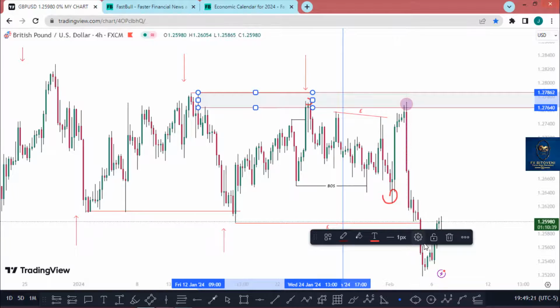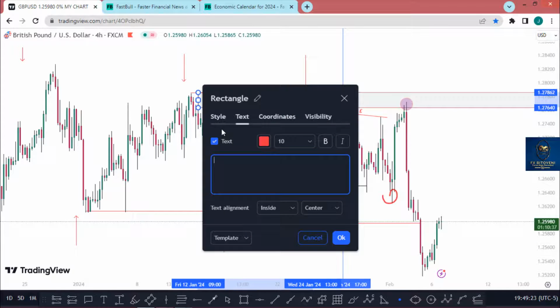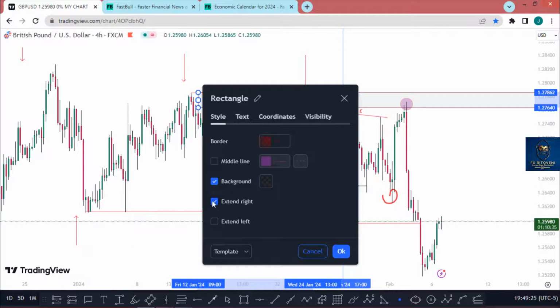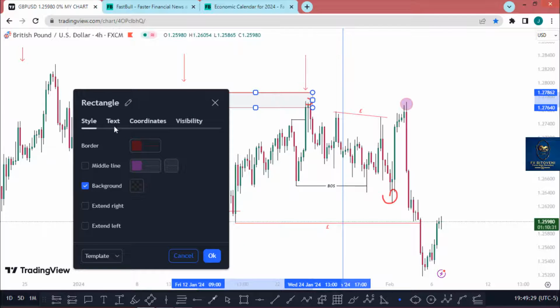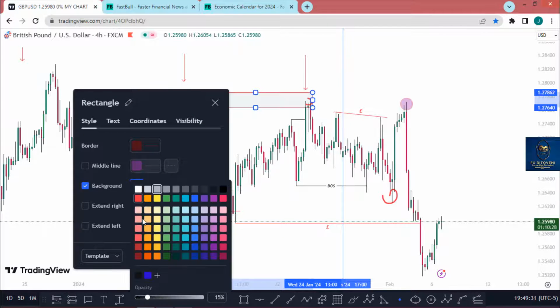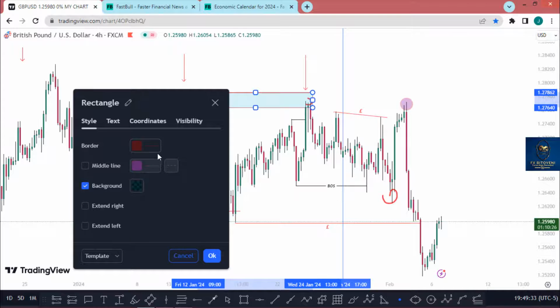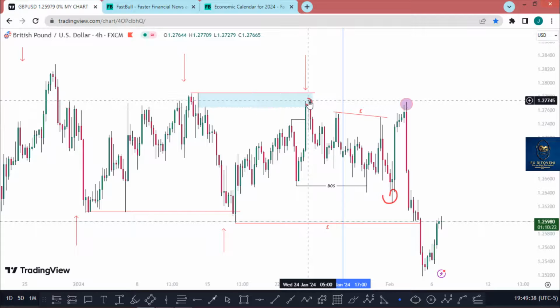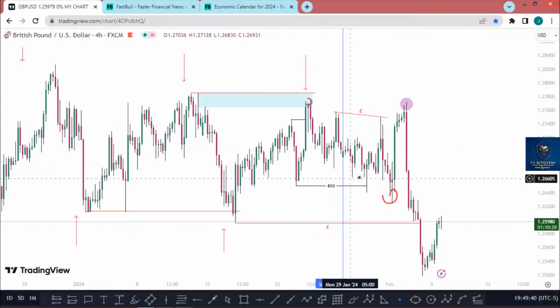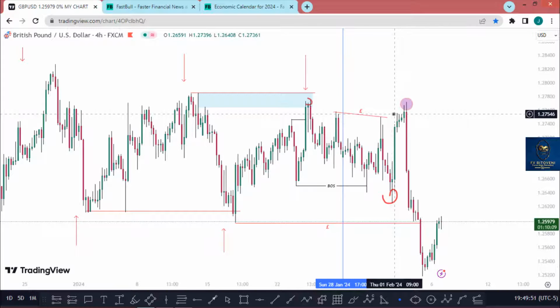After testing this level, our price did what? Price decided to go down. So if price is here and it did not break this level, you will start thinking internal or minor structure market is using here, right?